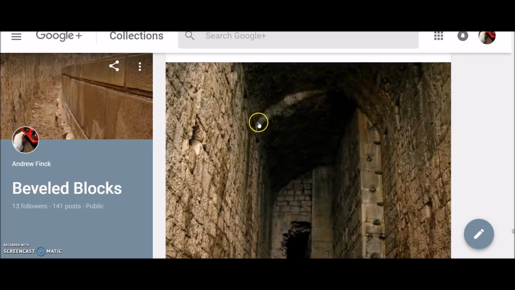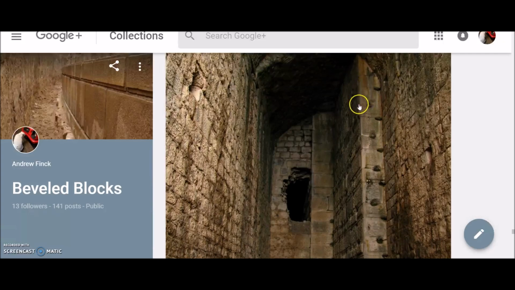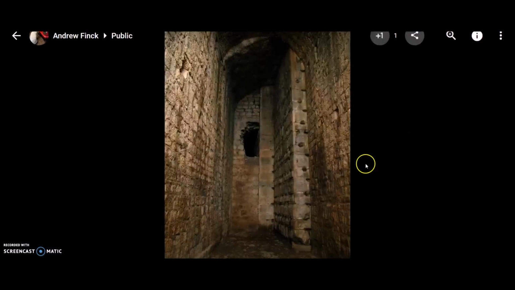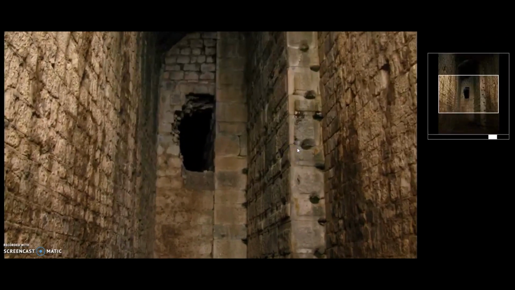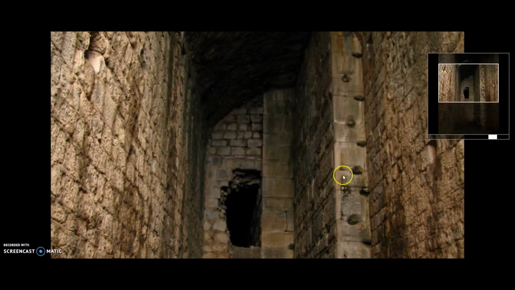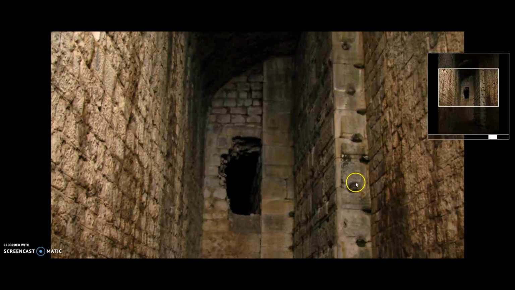And this one I love. This one, below the Temenos of Trajan, the Acropolis of Pergamon, Turkey. Look at this. Now, let's zoom in. Clearly, we have an older structure that was built upon and around. We see bevel blocks, and we see lots of holes. Now, these holes are very strange. They are not just square holes. These are heavily eroded. Maybe they were once square holes, but now they are heavily eroded holes.